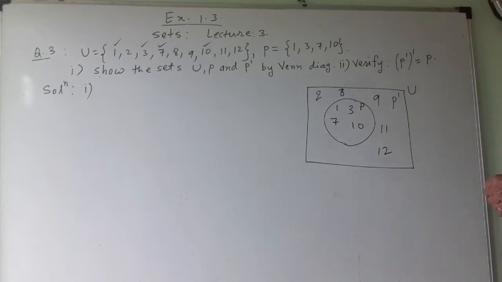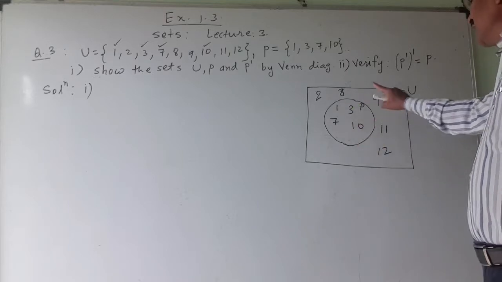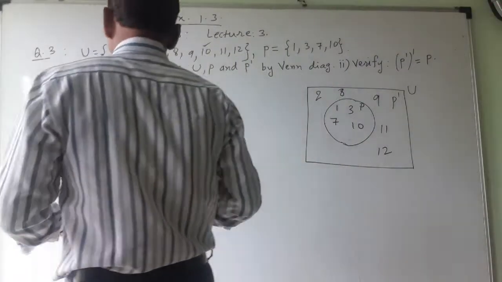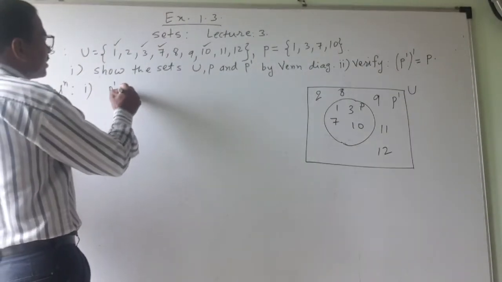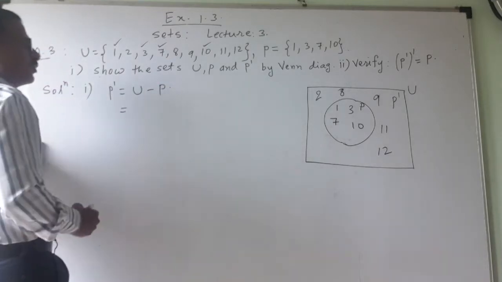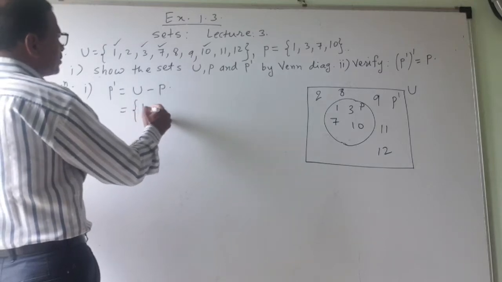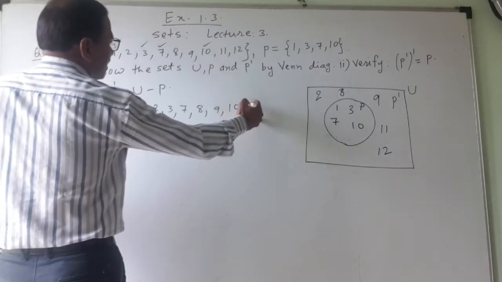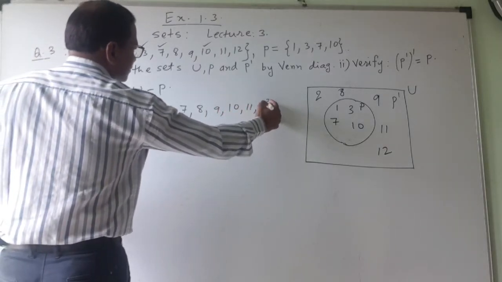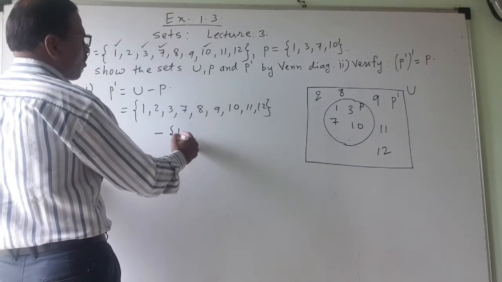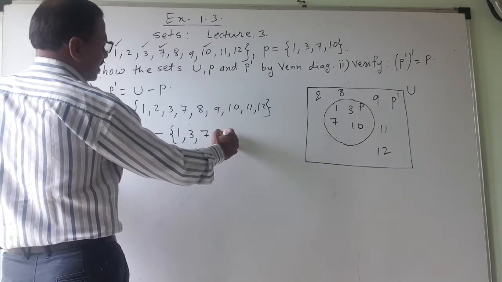How to show the universal set, the set and the complement? The remaining part is always the complement. Why? I will tell you. P complement is equal to U minus P. This is the formula. So that is equal to U, which is 1, 2, 3, 7, 8, 9, 10, 11 and 12, minus P. Minus P means 1, 3, 7, 10.